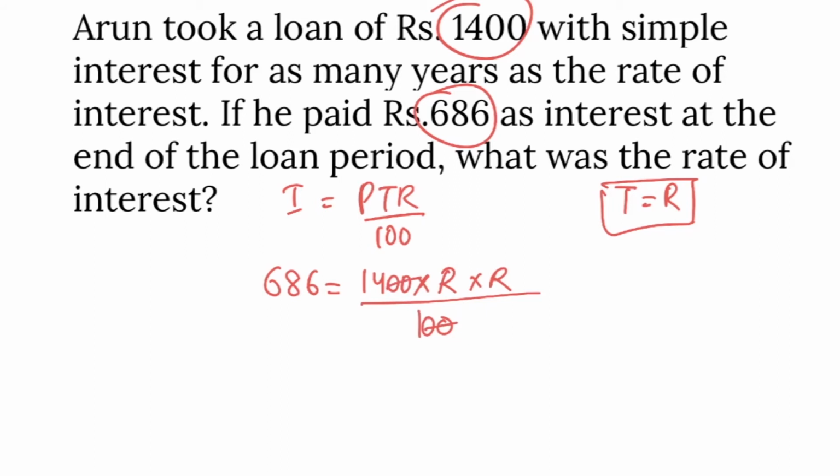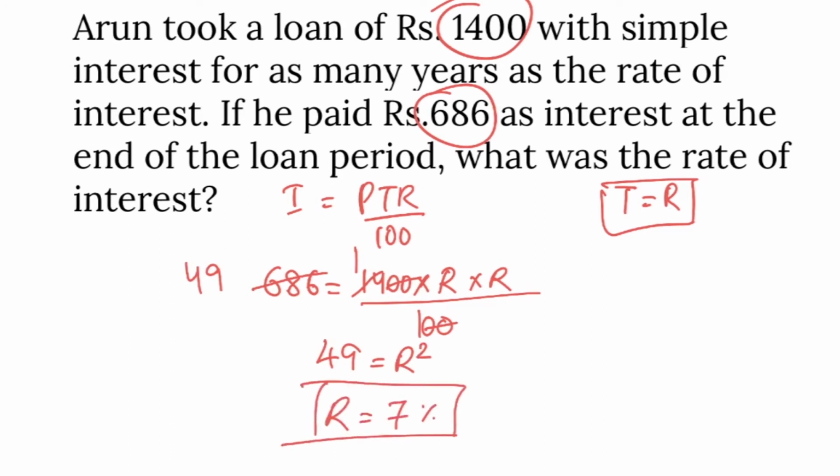2 zeros cancel. 14 ones 14, 14 times 49 is 686. Left hand side 49, right hand side R squared. So R is equal to 7%. Rate of interest is 7%. If asked, time period is 7 years.